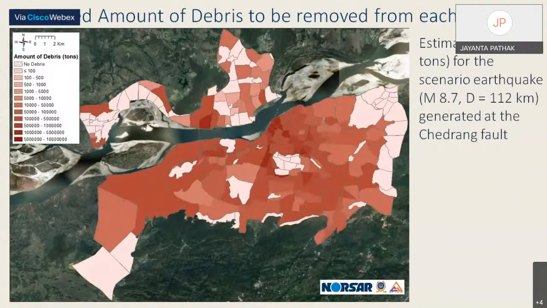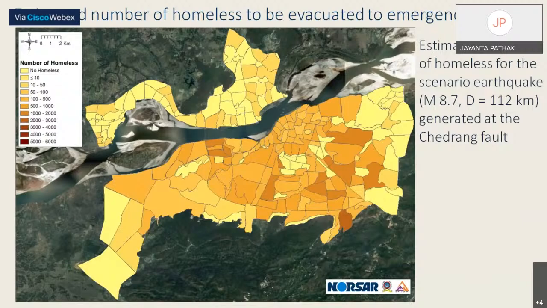Then we have estimated the amount of debris that would be generated, so that the government can look at this scenario and see the kind of debris that is going to be generated, and how we should be planning to remove it. This is the estimated number of homeless people to be evacuated to emergency shelters. This is the estimated casualties at 2 a.m. in the morning. This is the estimated casualty at 10 a.m. for the same earthquake. If the same earthquake happens at 5 p.m., this is the estimated casualty.